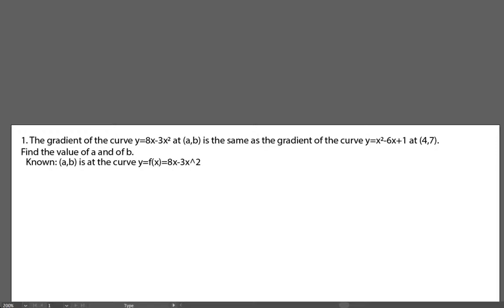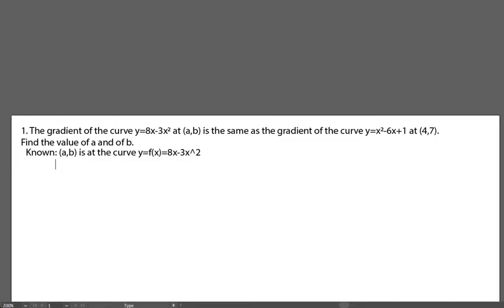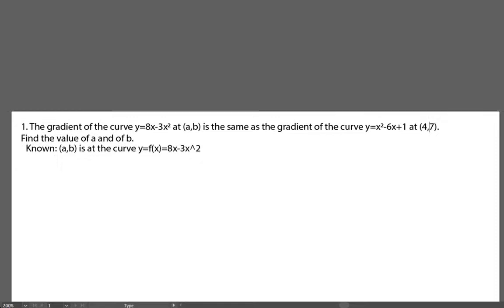This was chapter 15. Let's see at the back of the page, 15, miscellaneous exercise. Okay. So basically this point should be (4, -7). I believe it is a printing mistake, so it should be (4, -7).